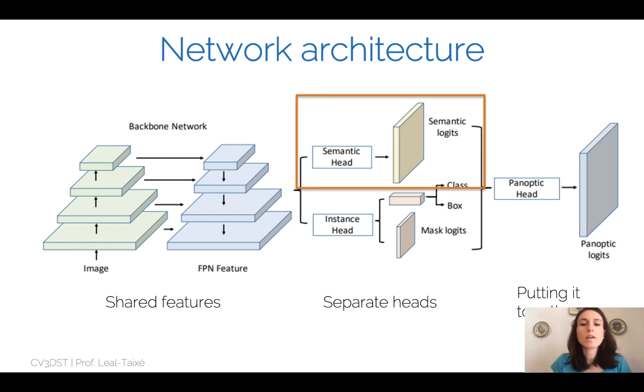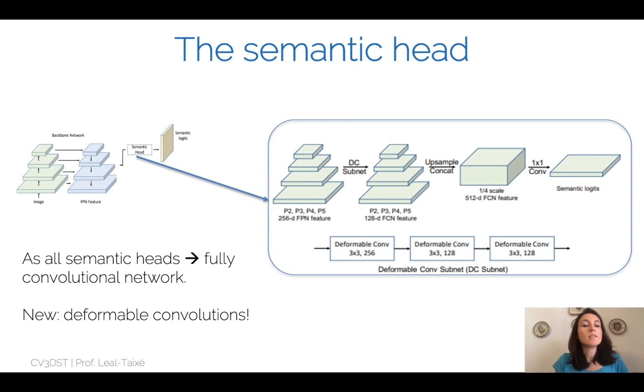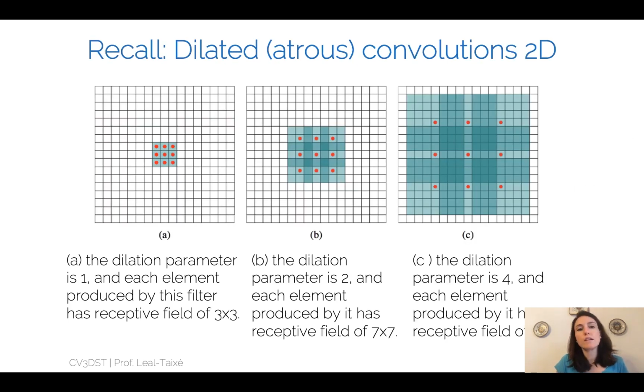So let's take another look at this semantic head because it has some interesting design choices. In particular, the semantic head is a fully convolutional network that outputs the semantic logits, or the semantic segmentation map. And the new thing that they use in this architecture are deformable convolutions. Before introducing the concept, we're going to recall the dilated convolutions because these two types of convolutions are very similar. If you remember, a normal convolution, which would be a convolution with dilation parameter 1, would be the operation depicted here in this image A.